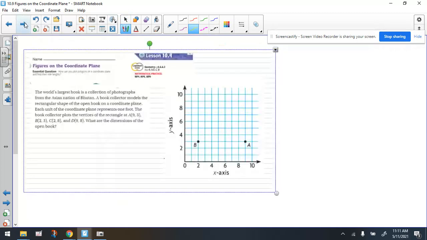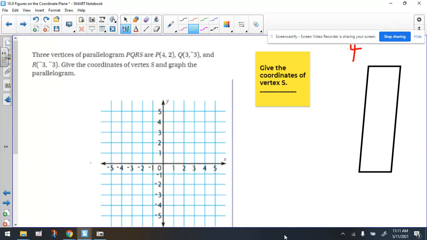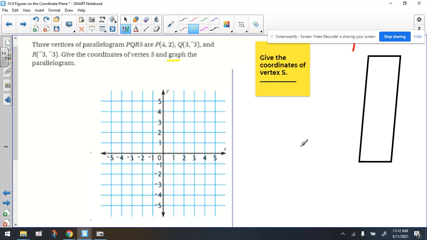All right, we're going to skip over to slide number 4. Slide number 4 is the next one you're going to want to fill in. It says 3 vertices of parallelogram PQRS, and they give you the points. Give the coordinates of vertex S and graph the parallelogram. So if it says you have to graph it, that's not like you can just guess what the coordinates are. You have to graph it. That's part of the task. All right, so let's go ahead and get to it.